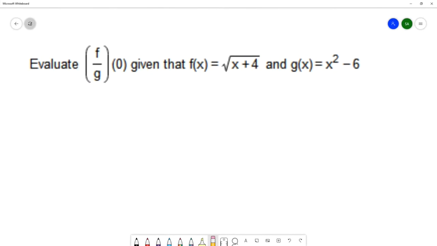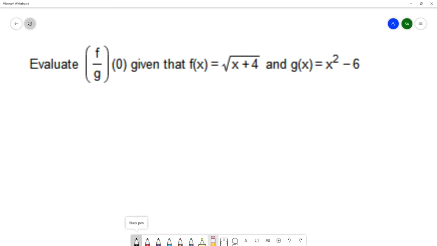We want to evaluate f over g of 0. So if we want to evaluate, that means that we want to substitute this 0 into the function f over g. We don't have that function f over g, but we do have the function f and the function g. F over g can be built or constructed from these individual functions, and then we can evaluate.